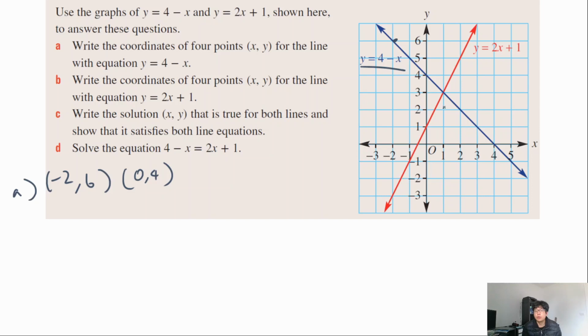Another one, I'll go 1, 3. And another one, let's go 3, 1. So you could have had different points, as long as it's on this line, that is perfectly fine.